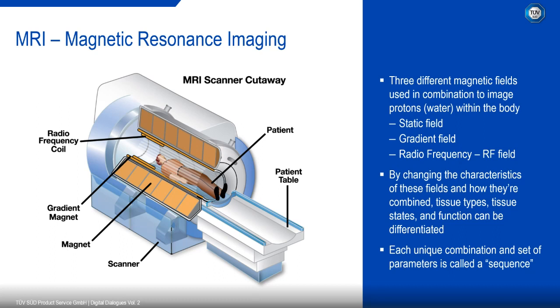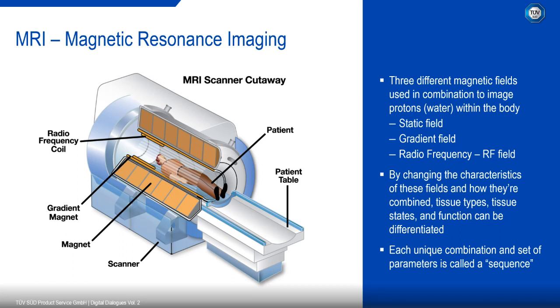The patient's body is simultaneously exposed to all these fields. The processing unit of the MRI scanner analyzes the changes to the characteristics of the fields to differentiate the tissue type and states. Different combinations of fields and sets of parameters are used for imaging different tissues with different contrast. Each unique combination and set of parameters is called the sequence.